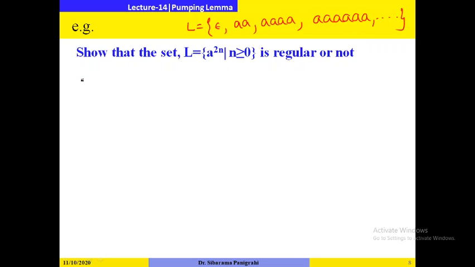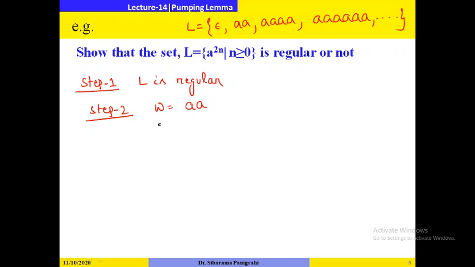Now in step number 1, what will we assume? We will assume that L is regular. Now we go through step number 2. In step number 2, what will we choose? We will choose a string w. Let me choose the string w equal to a.